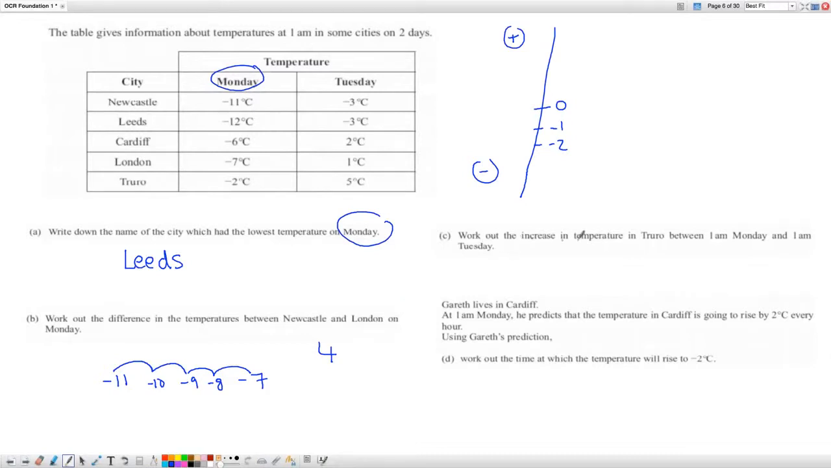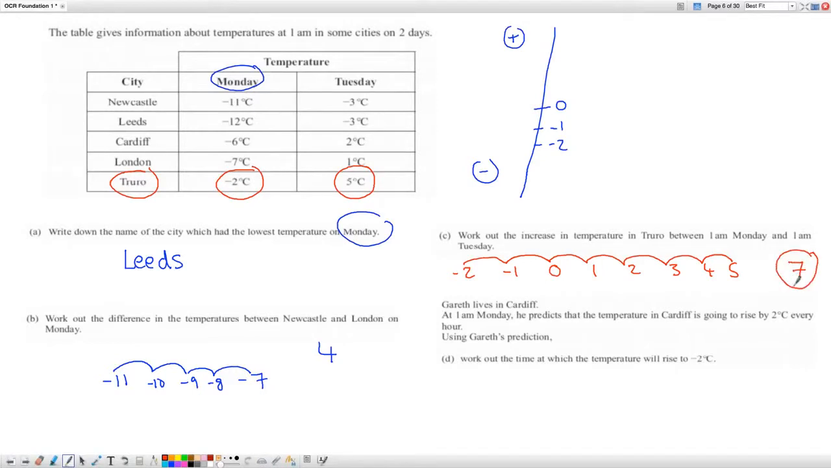Now I need to work out the increase in temperatures in Toronto between 1 AM on Monday and 1 AM on Tuesday. So this time we're just looking here at these two values, -2 and 5. So from -2, we go to -1, 0, 1, 2, 3, 4, 5. Counting along, 1, 2, 3, 4, 5, 6, 7. So the increase in temperature there is 7 degrees.